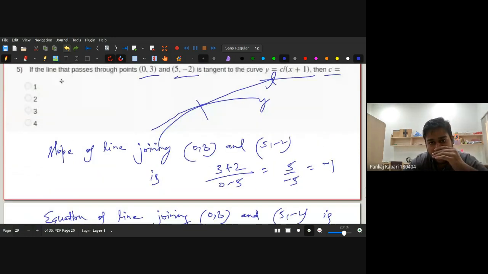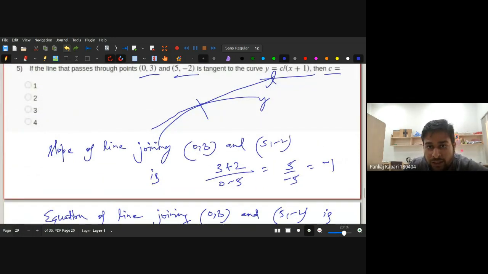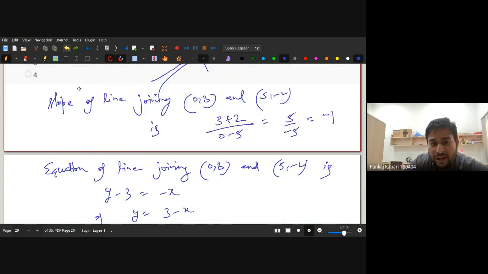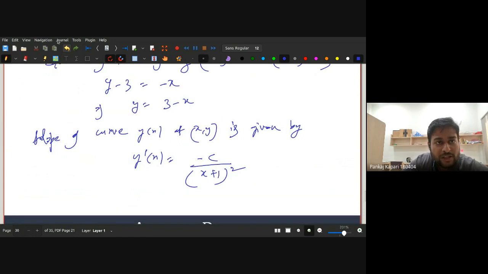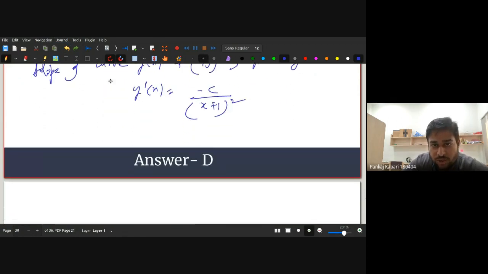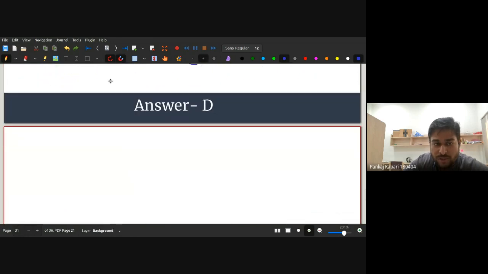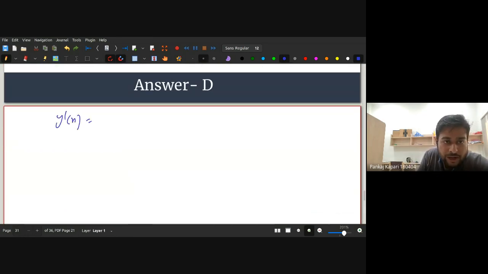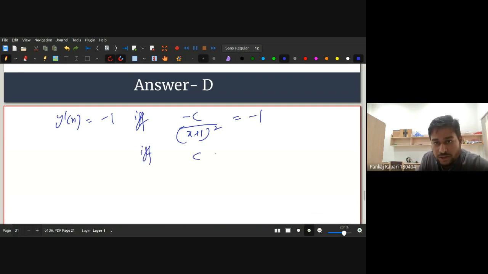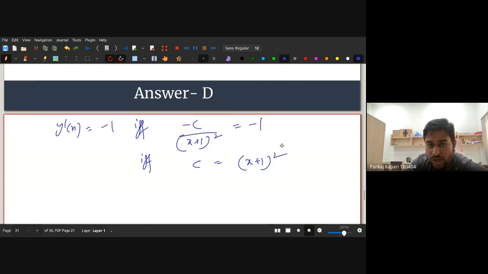Now notice that at the point of tangency, this point is common to both the line L and the curve y. Also, the slope at that point is equal to minus 1. Now, since the slope is minus 1, let's find out what we get if we put the slope equal to minus 1. So y prime of x equal to minus 1 if and only if minus c over x plus 1 whole square is equal to minus 1, which is if and only if c is equal to x plus 1 whole square. So at that particular point c must be equal to x plus 1 whole square.